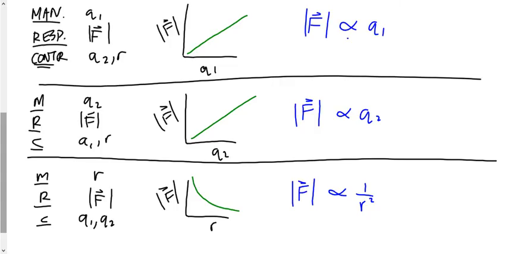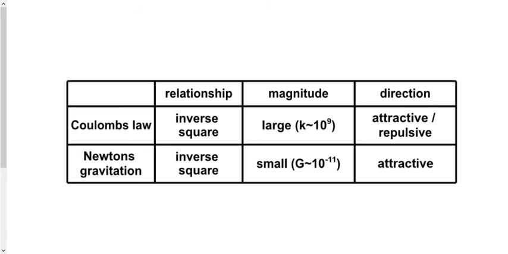So Coulomb puts all this together. He's got three relationships now, right? He knows the relationship between F and Q1, F and Q2, and F and R. He puts them together. If F is directly related to Q1 and Q2 and the inverse of the square of the distance, then the relationship looks something like this. But that's not an equation.